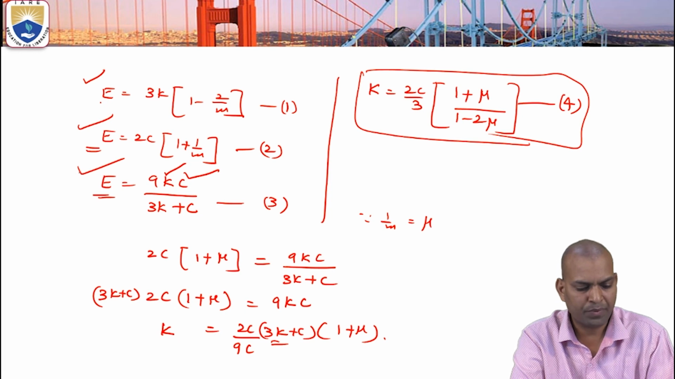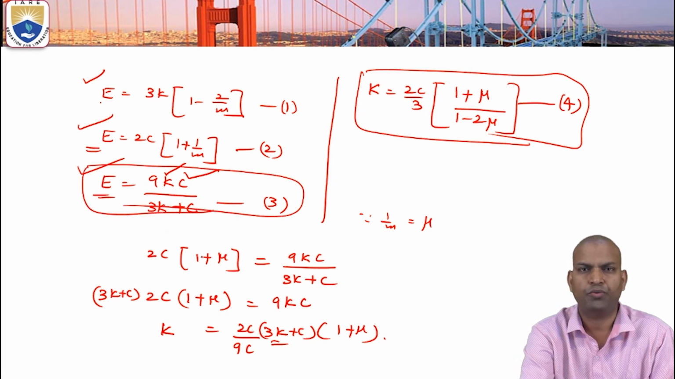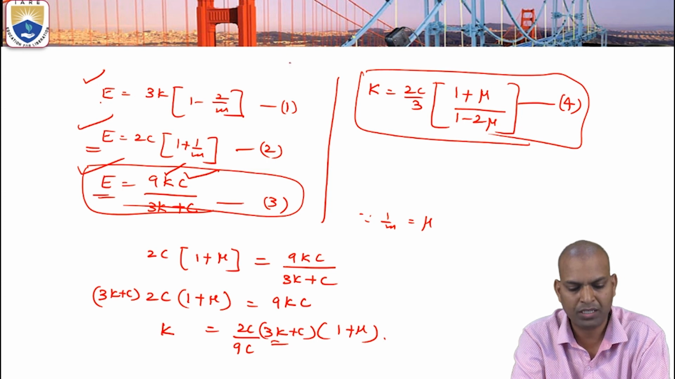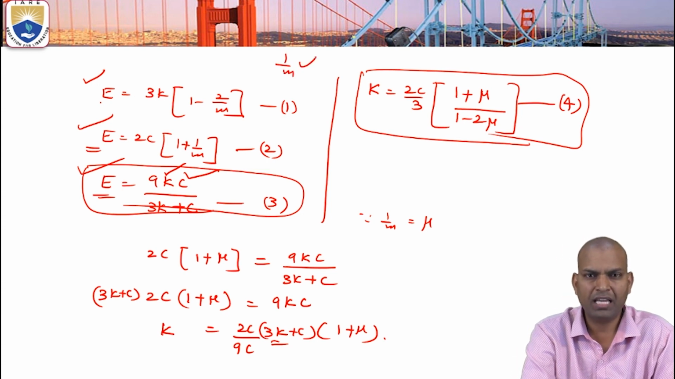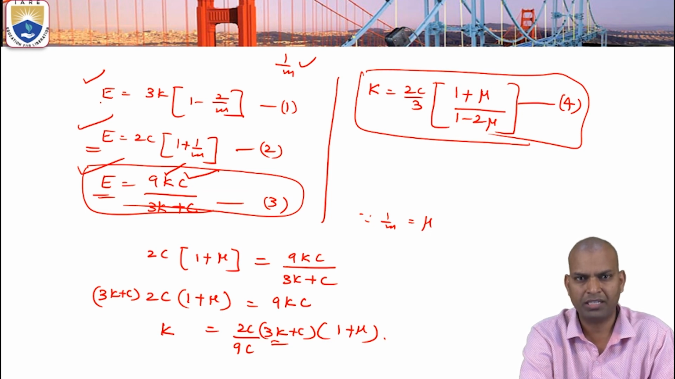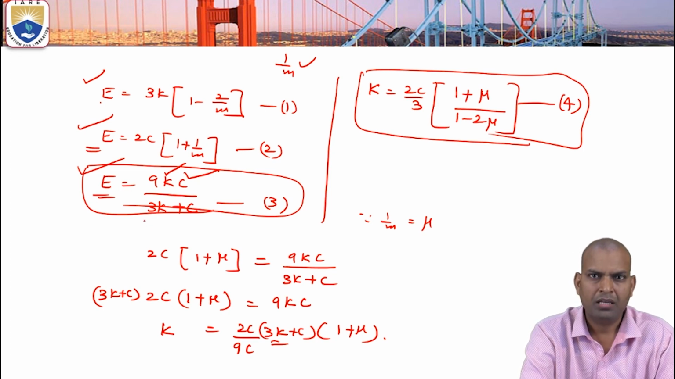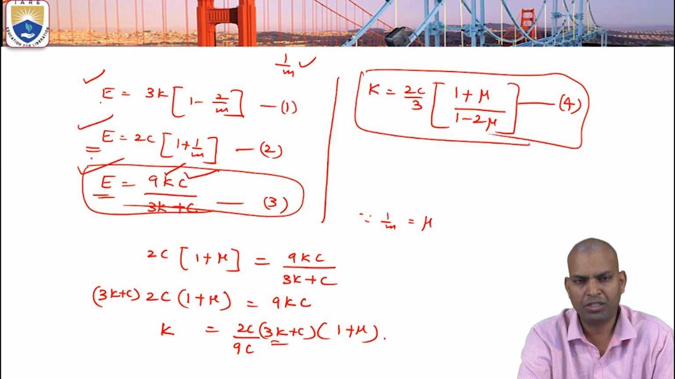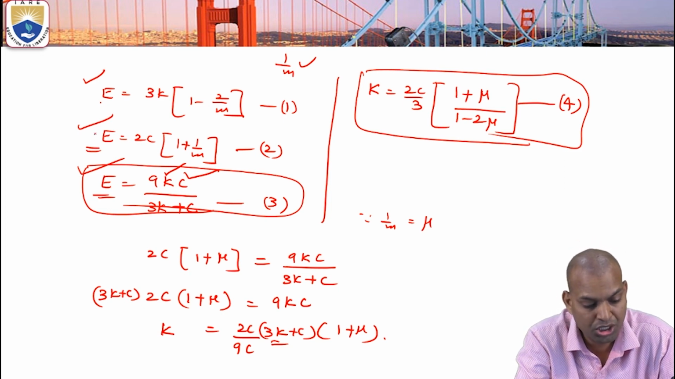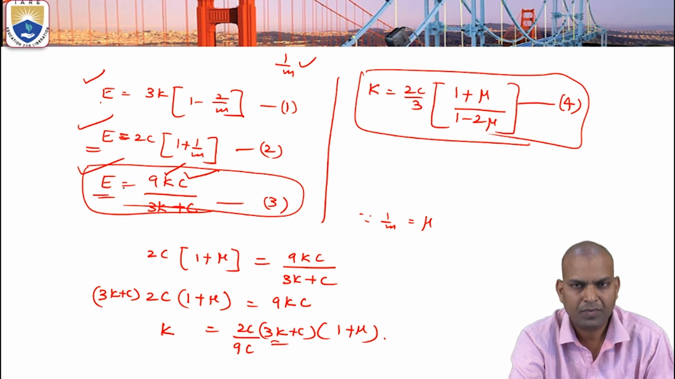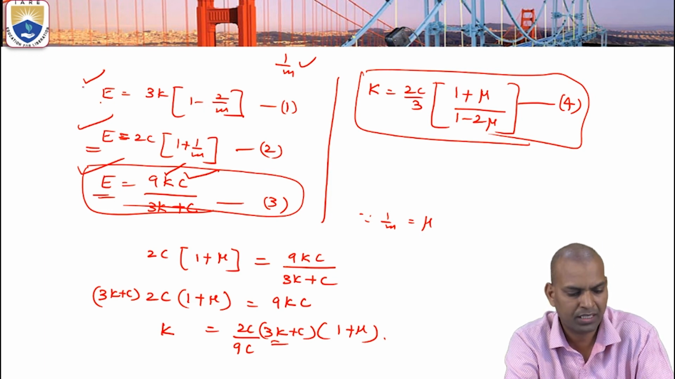In this relationship, there is no Poisson's ratio. But in the relationships of E and K and E and C, there is Poisson's ratio, that is 1 by m. The relation which doesn't have Poisson's ratio is E equal to 9KC by 3K plus C. And where there is no bulk modulus, but there is modulus of elasticity, modulus of rigidity and Poisson's ratio, that relationship is E equal to 2C times 1 plus 1 by m. And where there is no modulus of rigidity, the relation involves only bulk modulus, modulus of elasticity and Poisson's ratio, E, K, 1 by m. This is the relationship.